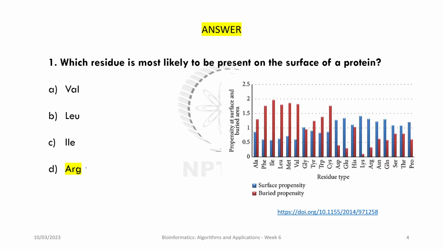So I have a bar plot here where you have the propensity at surface and buried area. For surface you have blue and buried is shown in red. If you look at the residues that we are interested in, isoleucine, leucine, valine, and you have arginine here, in these three cases you see that the red ones are peaking, which means the propensity for them to be buried is much higher.